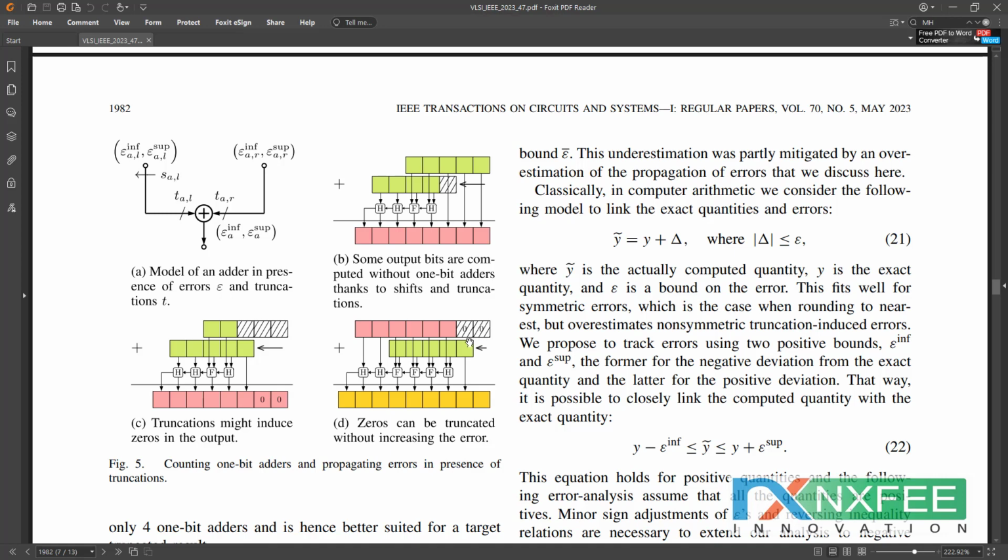Truncation is an approximate method, not an accurate method. In most applications approximate addition is enough compared to accurate arithmetic operations. Why? Because approximate operations take fewer logic cells compared to accurate ones. That's why we focus on approximate values. Truncation is one of the approximation techniques.